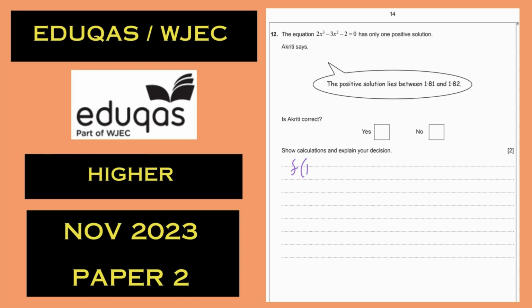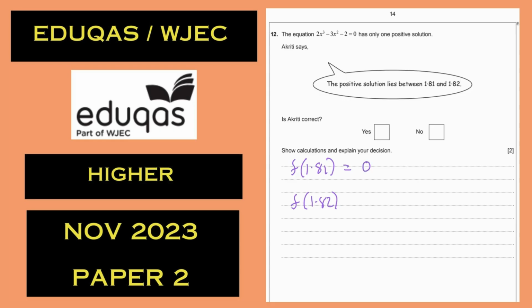Substitute the lower one in, 1.81, substitute the upper one in. Grab your calculator, be careful, use brackets. You should get, it's only 2 marks, don't need to show that much working out.